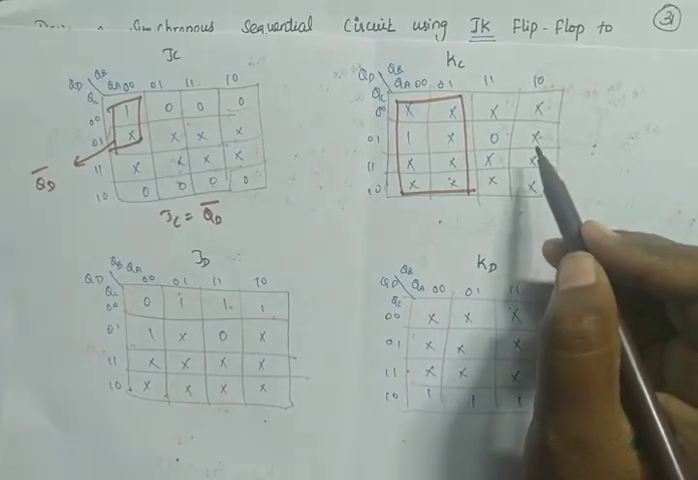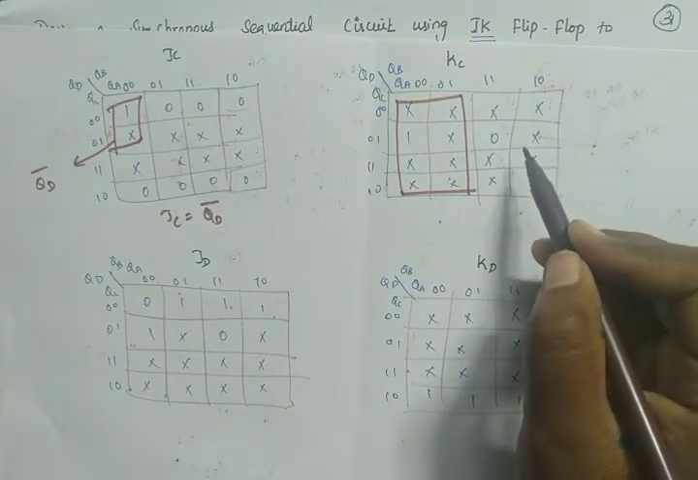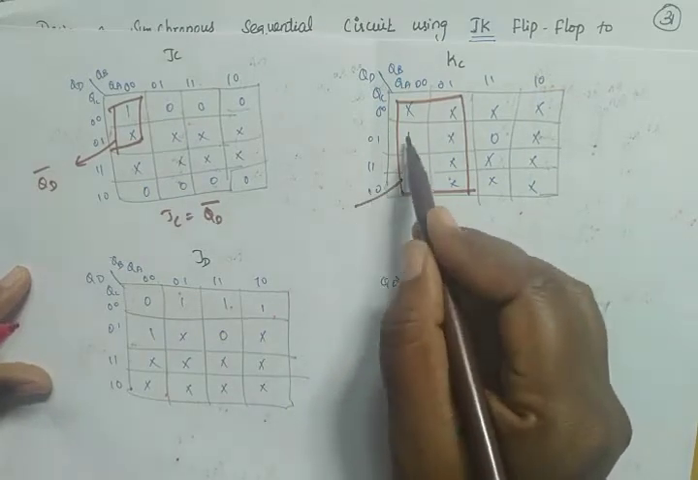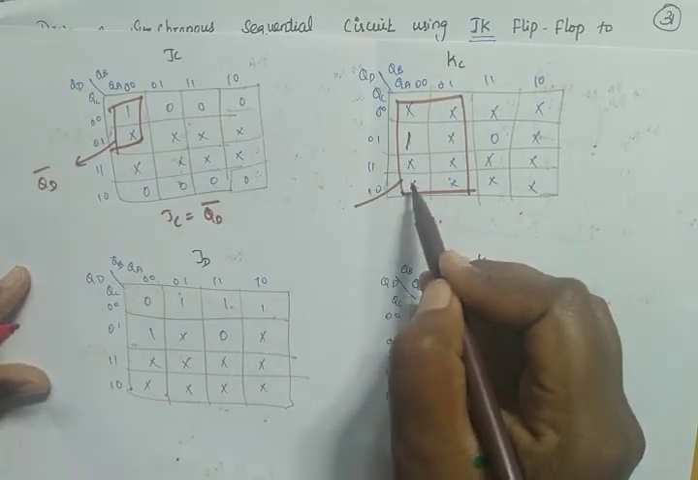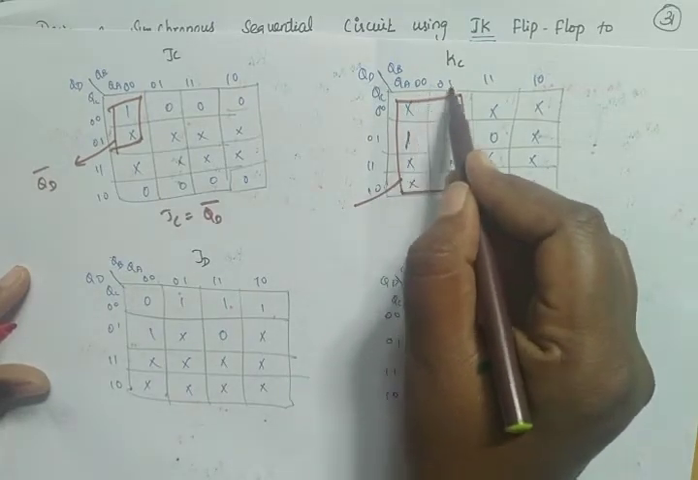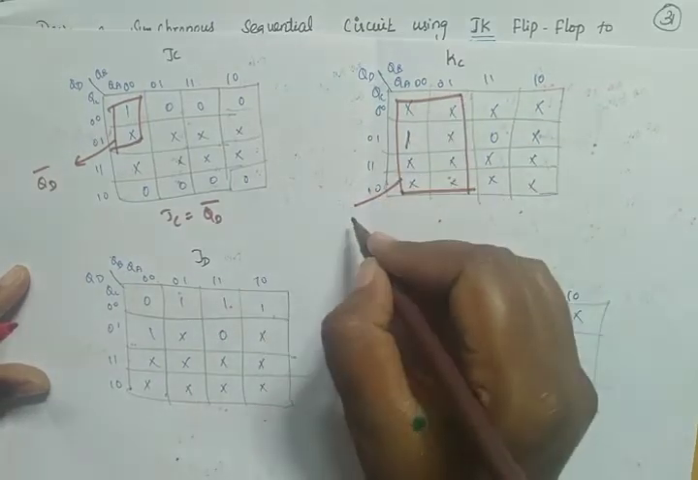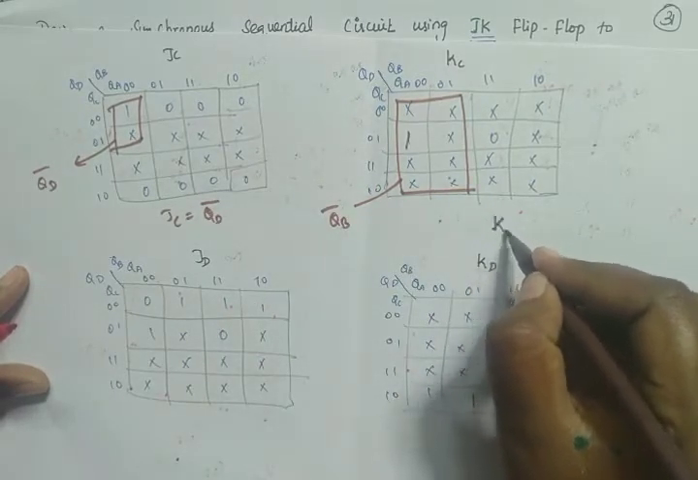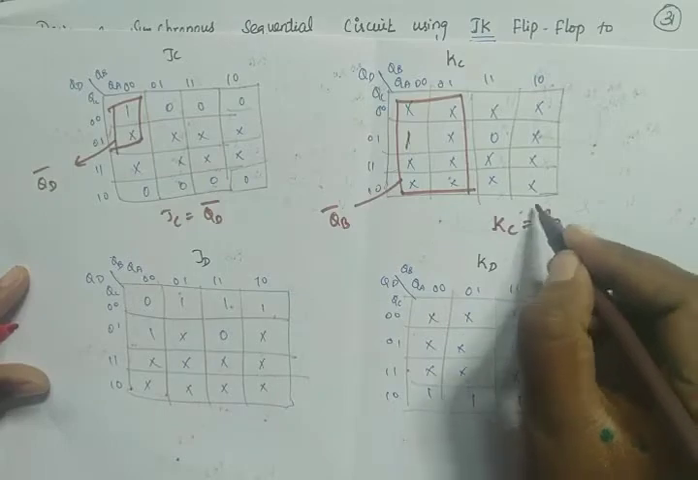And already I said about the minimization of K map, we should not combine only X. Don't care should not be combined alone. Since here we have 1, so we are combining this, and here everything gets cancelled. Here we have 0 0 0 1. The 0 1 cancels, and so this is QB bar. Therefore this is KC, which is equal to QB bar.